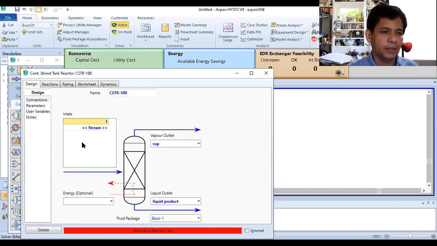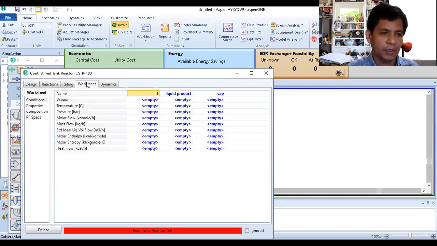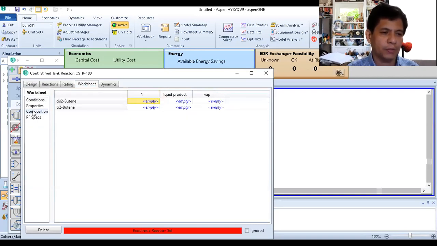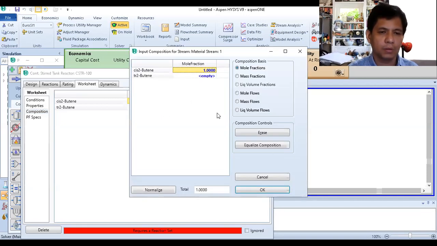Okay? Next is, let's go to worksheet. Alam natin yung composition ng pumapasok. Yung composition ng pumapasok ay pure cis-2-butene. So, this is 1.0 cis-2-butene.